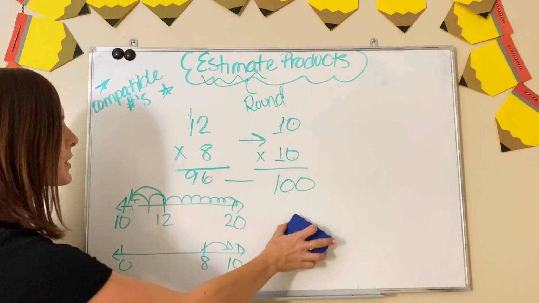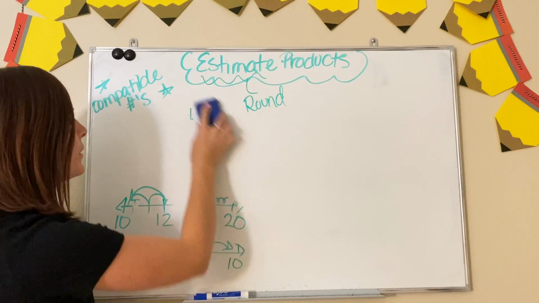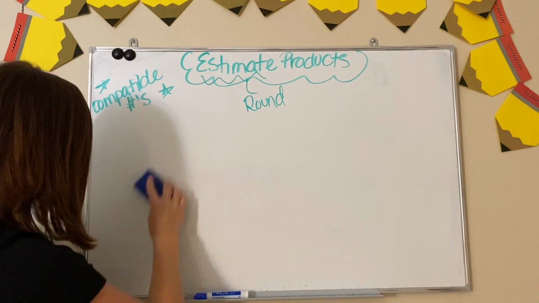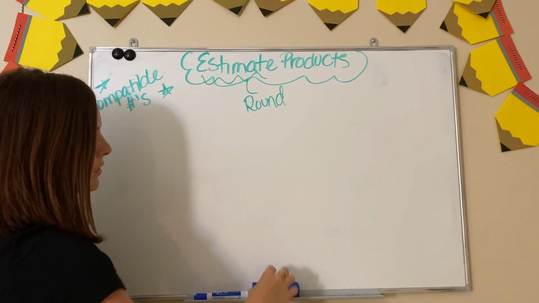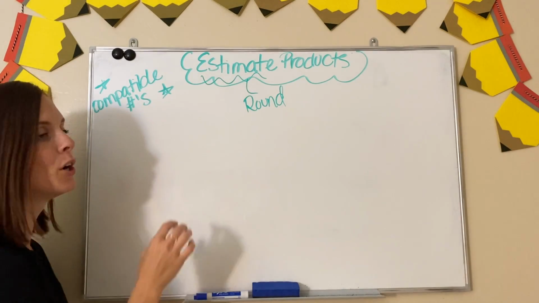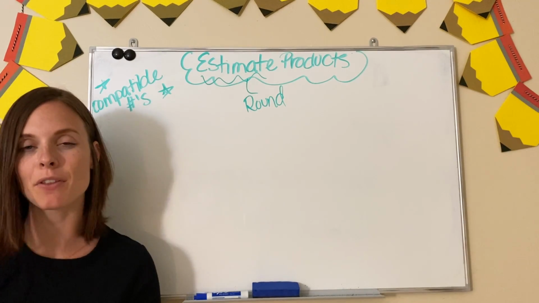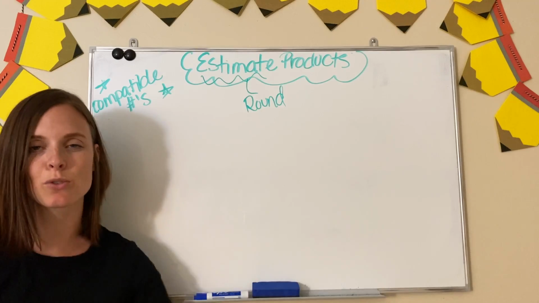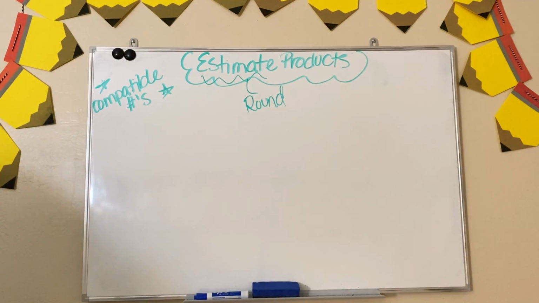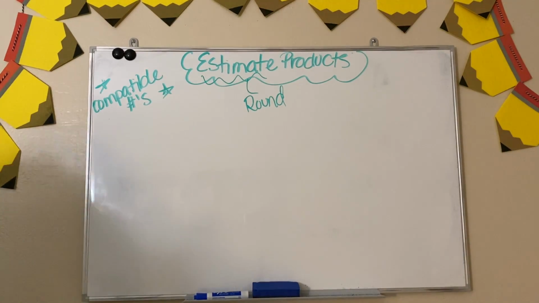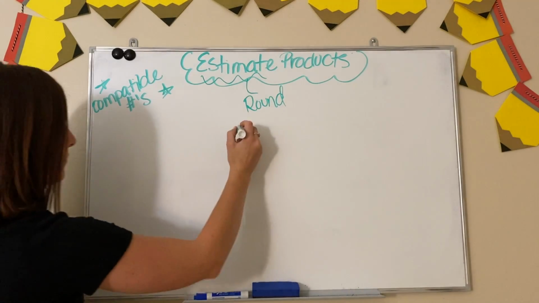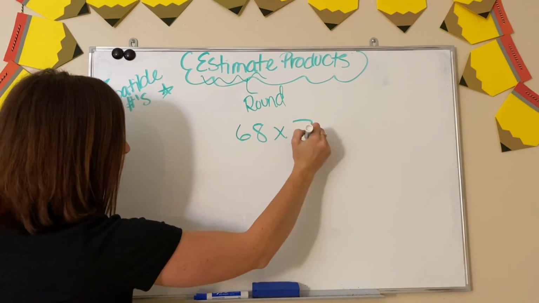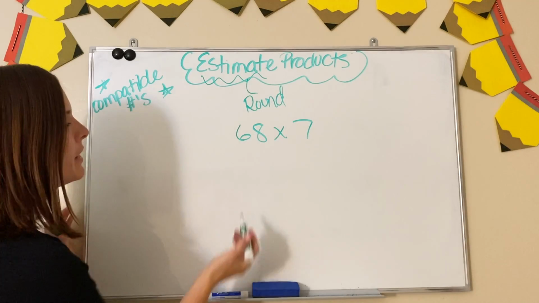So let's do another example. So again, we are rounding our numbers, which is so fun, to find a compatible group of numbers to multiply together so that I can just do my zeros trick and move right along. Let's go ahead and try 68 times 7. So let's round both of them.